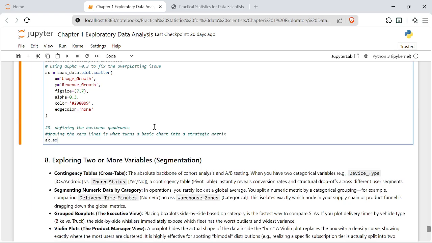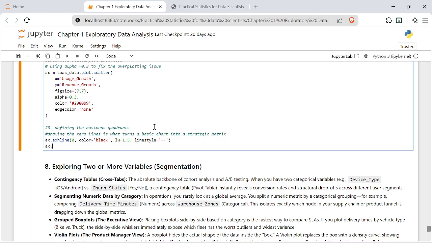ax.axhline 0, color equals black, lw equals 1.5 line width, linestyle equals dash dash. ax.axvline 0, color equals black.